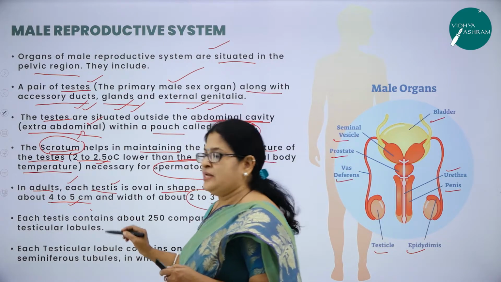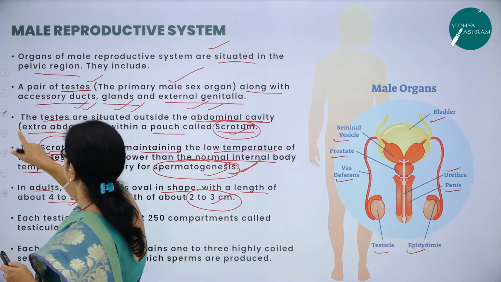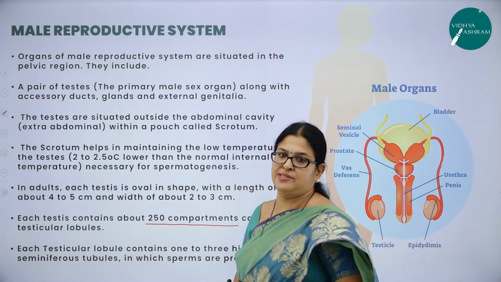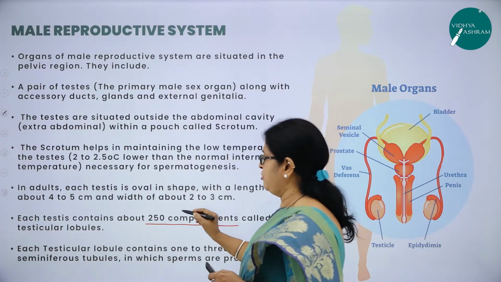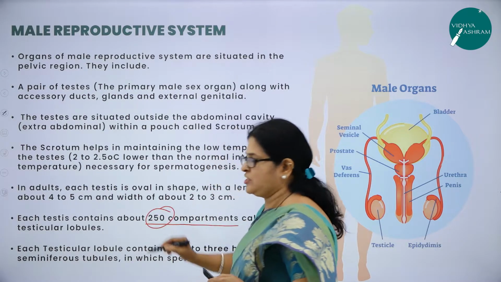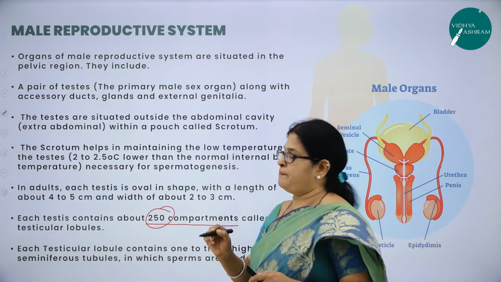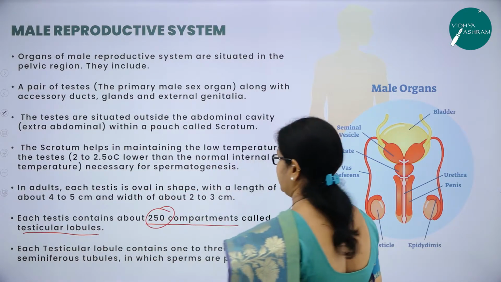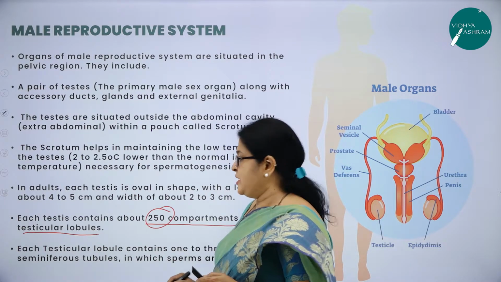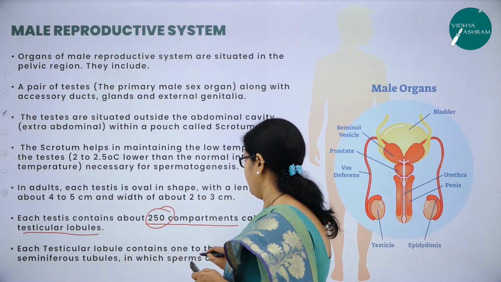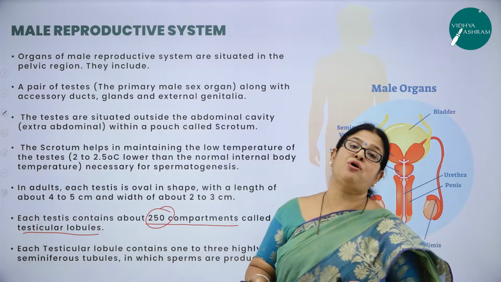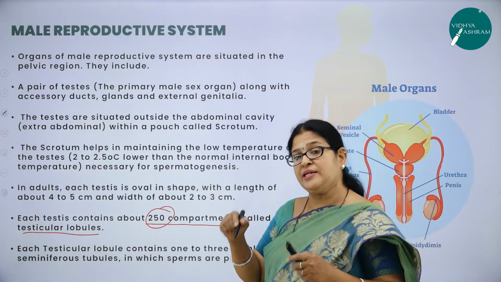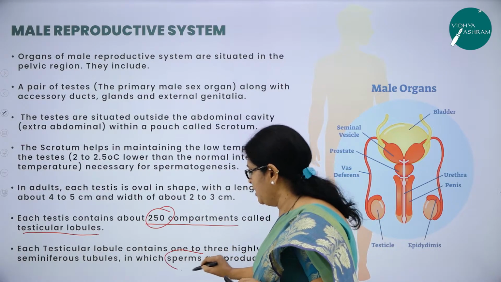And each testis contains 250 compartments. So each testis is made up of around 250 individual compartments. What do you call those compartments? They are called testicular lobules. And each testicular lobule contains 1 to 3 highly coiled structures called seminiferous tubules, right? It is in the seminiferous tubules that the sperms are produced.